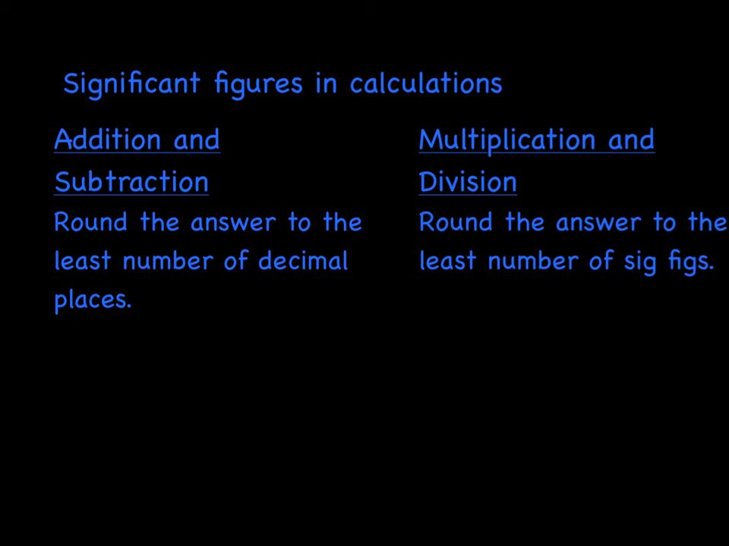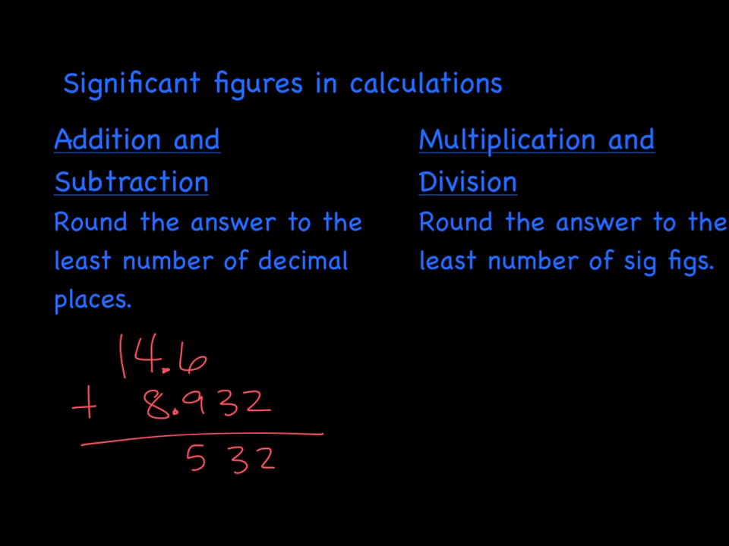Okay, and then the last thing we talked about today in class was significant figures and calculations. And this is what you're really going to be using for the majority of the year. So addition and subtraction, if I have numbers like 14.6 plus 8.932, and I add these together, in math class you would get 23.532, and it would be right in math. But in science, we have to look at the digits that are given to us.